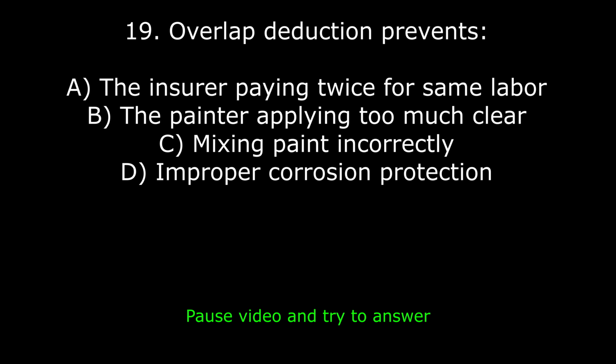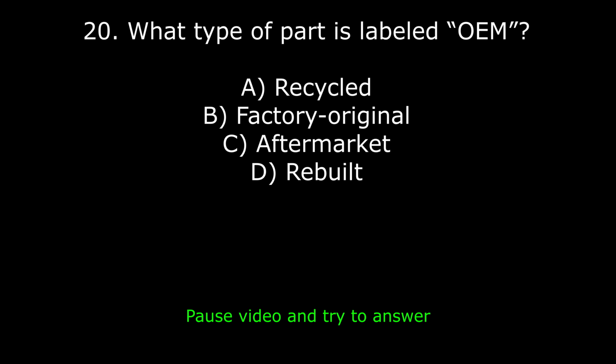20. What type of part is labeled OEM? A. Recycled, B. Factory original, C. Aftermarket, D. Rebuilt. Correct answer, B. Factory original. Explanation: OEM stands for Original Equipment Manufacturer, identical to factory parts.